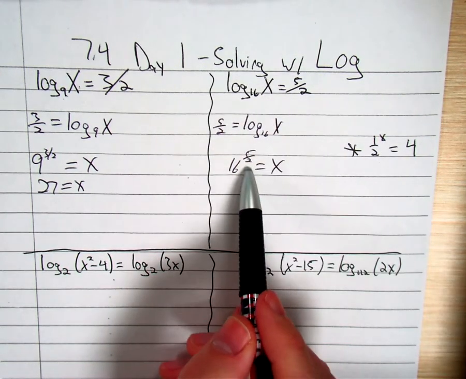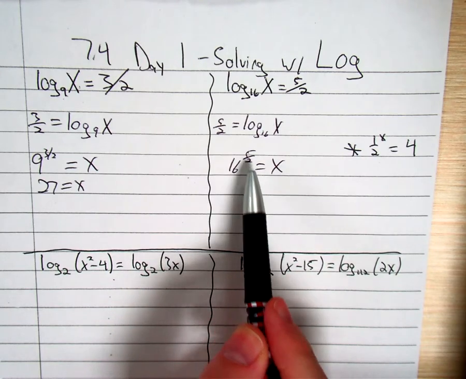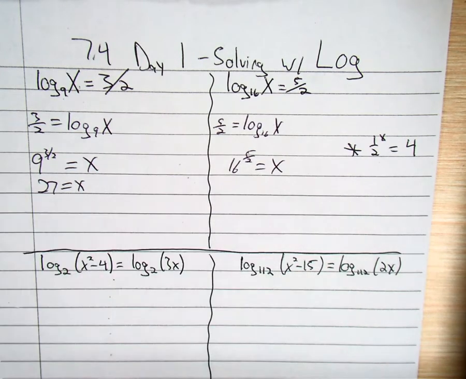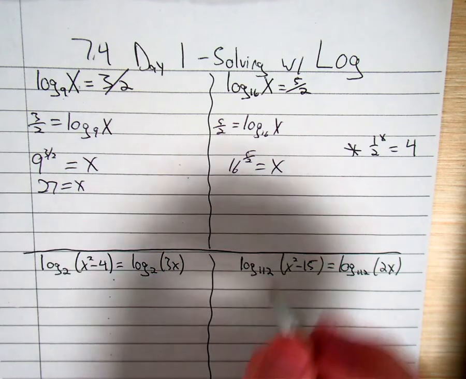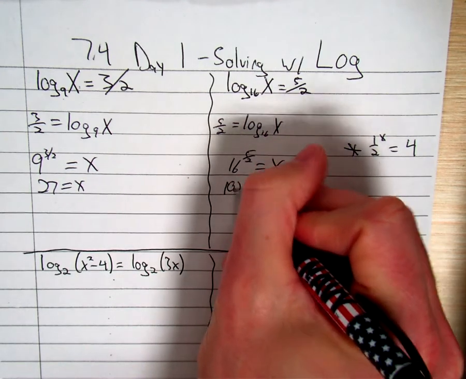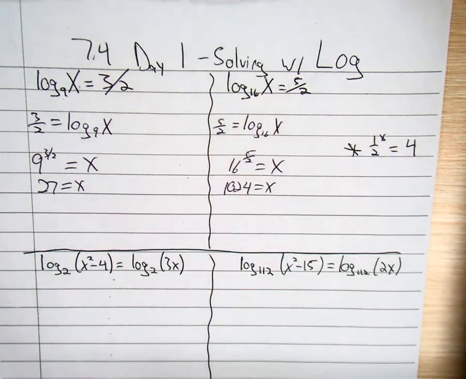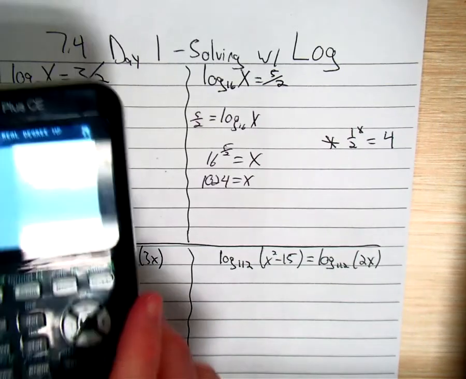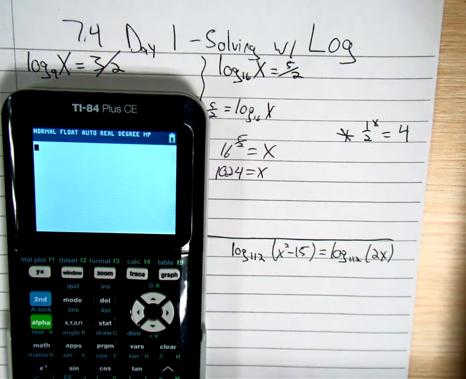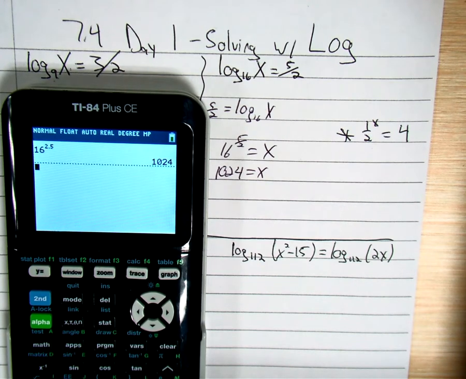Again, the bottom numbers are root, so the second root, or square root, of 16 is 4, and then 4 to the 5th, tough one, 1024. Or we could also just type that into our calculator again. 16 to the 2.5, 1024.